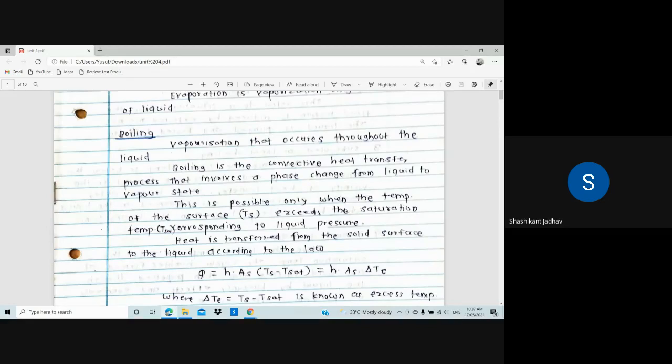This is possible only when the temperature of the surface exceeds the saturation temperature.